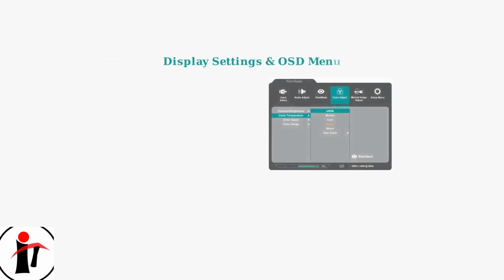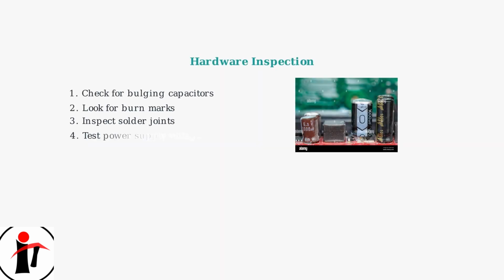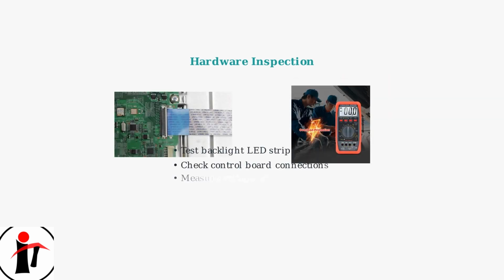Adjust display settings, including resolution, refresh rate, and color depth. Access your monitor's on-screen display menu to configure internal settings. For hardware issues, inspect internal components. Look for bulging capacitors or burn marks on the circuit board. These indicate component failure requiring replacement. Test the backlight and examine control board connections. Use a multimeter to check voltage levels and continuity across critical components.